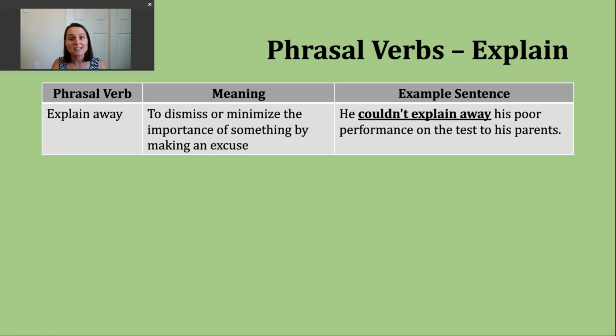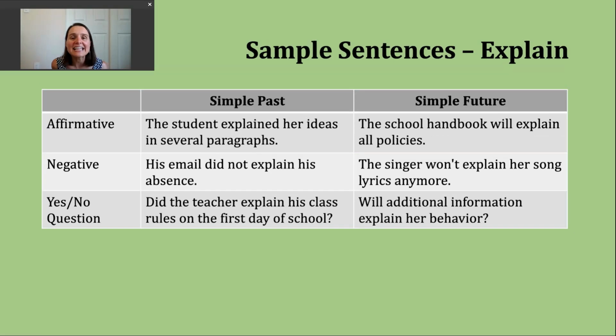And the reason I can say that is because we've got our negative here, could not explain. So the student was not able to dismiss or minimize a bad test grade. Now, let's continue using our verb of the day in a couple different verb tenses. Today, we're going to talk about the simple past and the simple future using will. Let's start with the simple past tense.